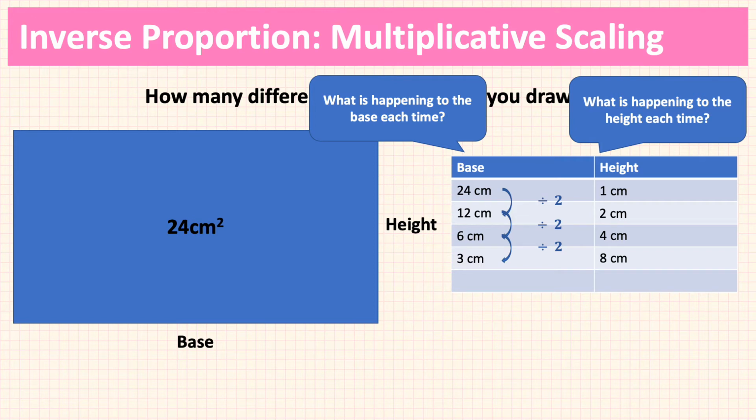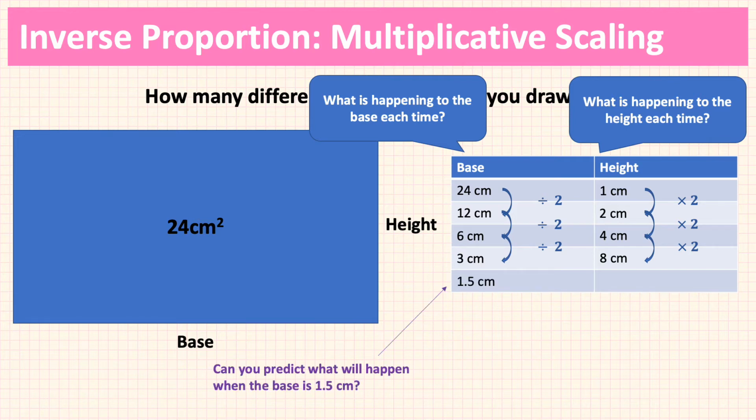All right then, so I'm going from 1 to 2 centimetres initially, so I've multiplied by 2. From 2 to 4 centimetres, I've multiplied by 2. From 4 to 8 centimetres, I've multiplied by 2. So bearing that in mind, could you predict what will happen when the base is 1.5 centimetres based on what we've observed? If you want to have a go at this, press pause and have a go now.